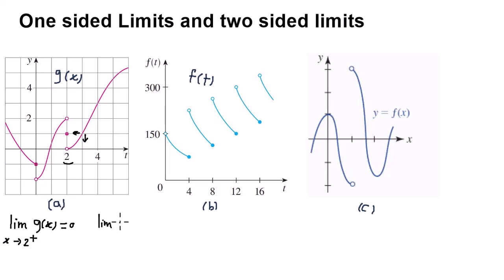And what's the limit of g of x as x approaches 2 from the left? When we get closer and closer to 2 from the left, we get closer and closer to 2 from below. And what's the value of this function at point 2? The value of g of x at point 2 is equal to 1 because we have a solid circle here.